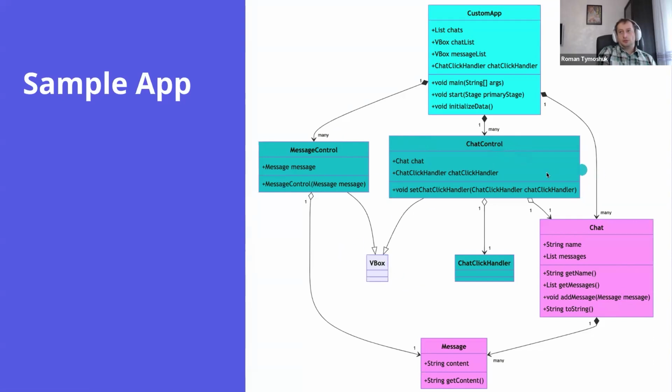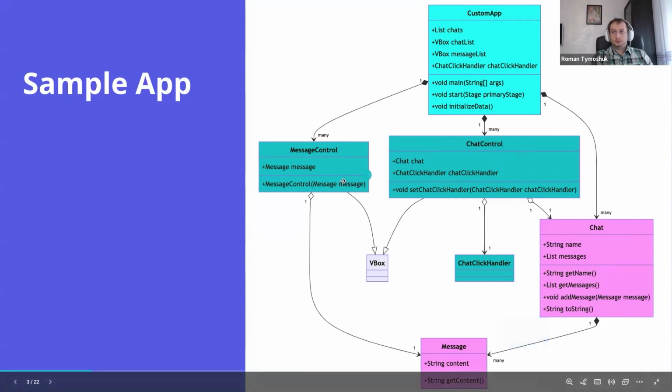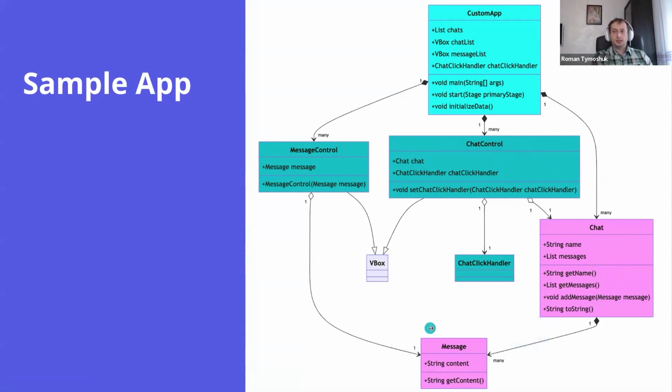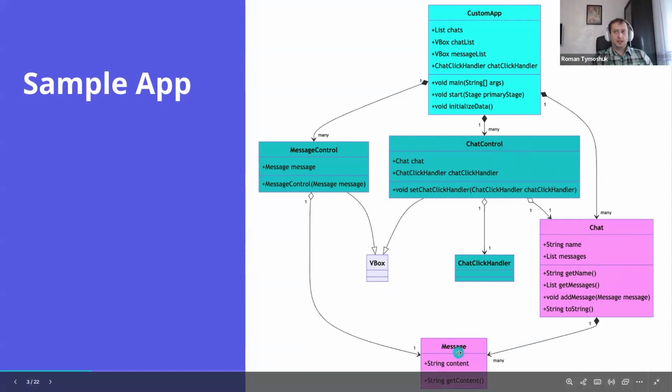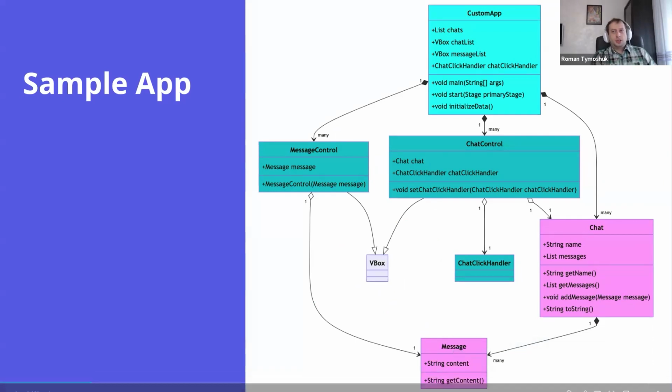Message control and chat control realize a vertical box. Chat control has a chat click handler. You probably remember it from the previous lectures we had. And chat may have many messages, and message control has one message in it. So we'll try to revise this application through some of the SOLID principles, and try to refactor and understand how to build it and to follow the single responsibility and at least the dependency inversion principle.